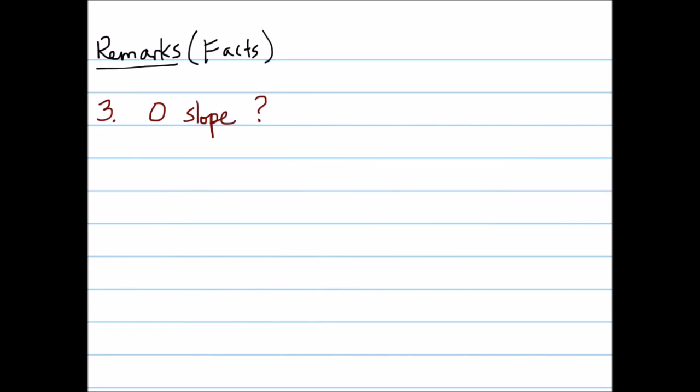When do you think a line has 0 slope? A line has a 0 slope when a rise over run is 0.